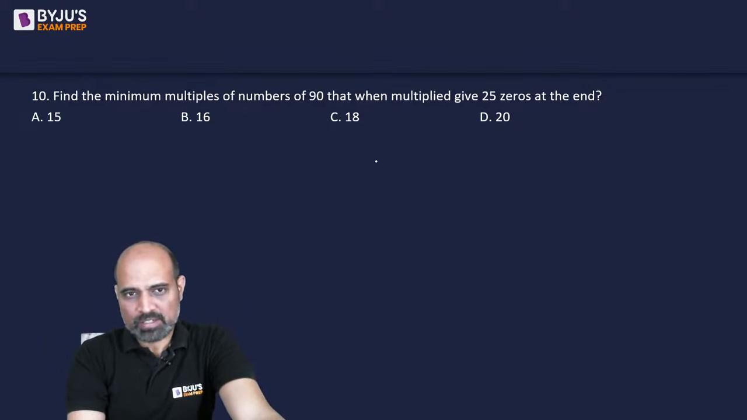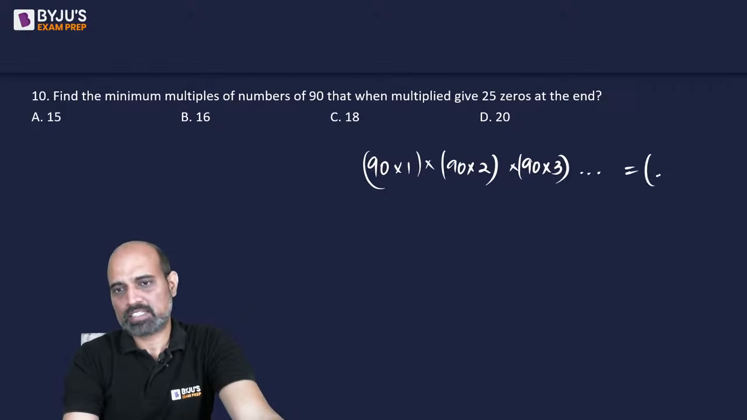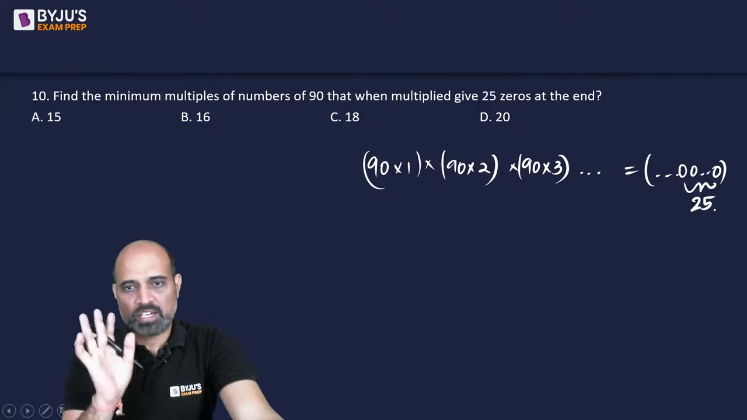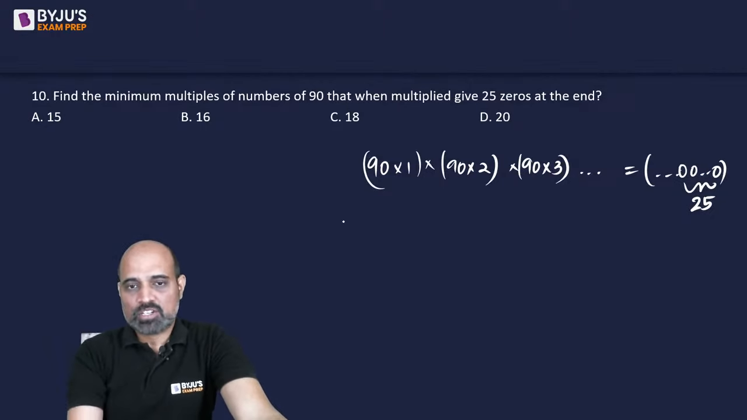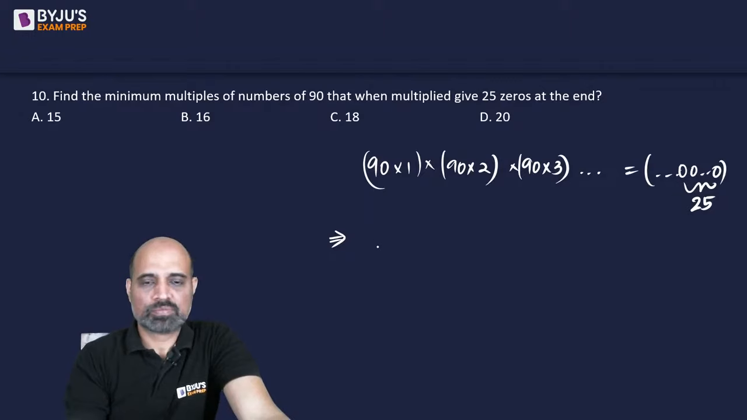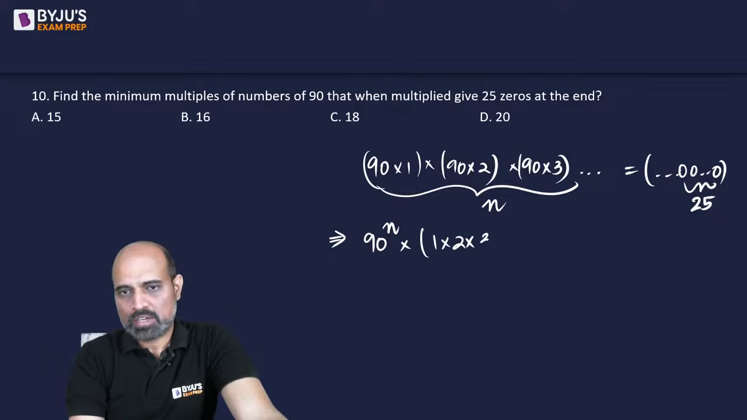So actually 90 into 1 and 90 into 2 and 90 into 3, we are asked how many such numbers are going to be multiplied such that the final answer is going to have 25 trailing zeros. क्योंकि ऑप्शन देखे तो ये लग रहा है कि 25 से कम numbers और 25 trailing zeros तो तभी होगा. So if you look at the left hand side, we will have a lot of 90s, right? Suppose there are n such multiples. So we will have 90 getting multiplied n times, and then we'll be left with 1 into 2 into 3, and the last number will be n.